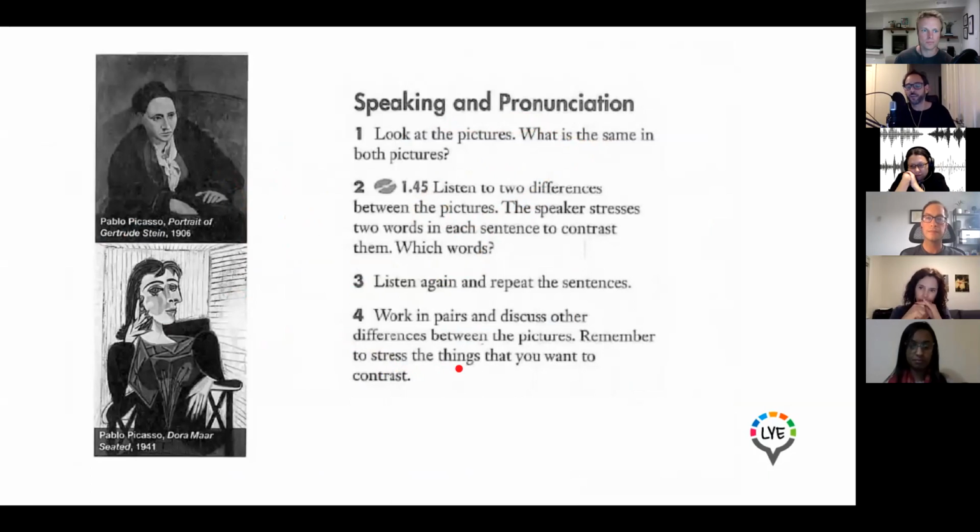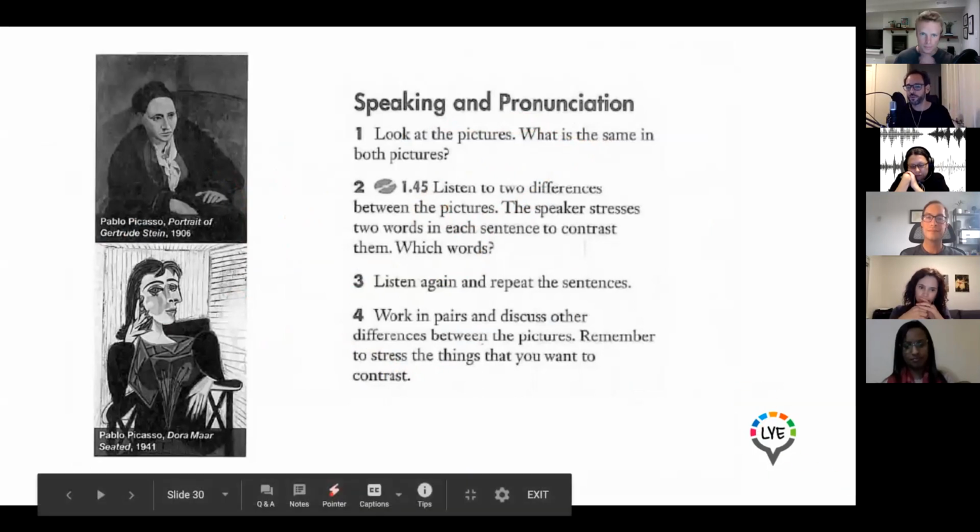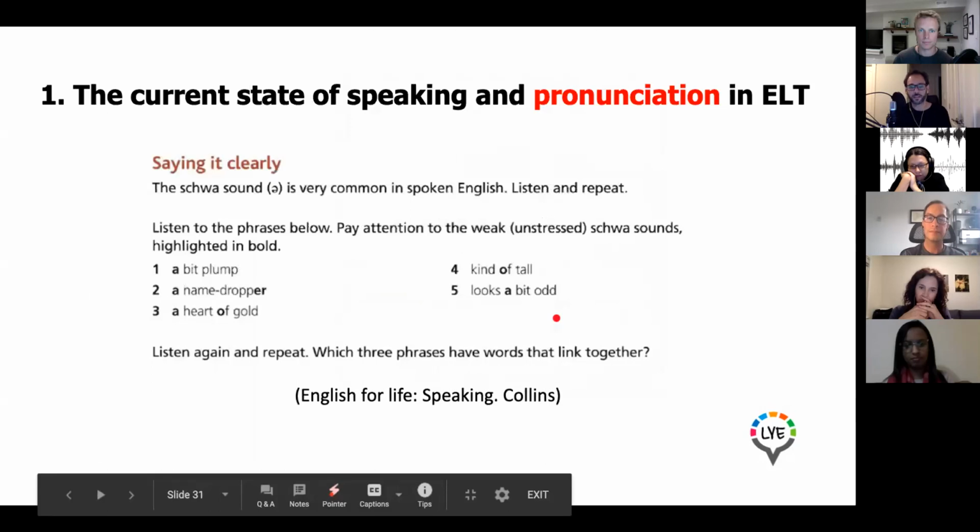So again, relying not only on their explicit knowledge to do this, but also expecting them to not only communicate, but also remember to stress things. So you're asking a bit too much of students to do in a situation like this.